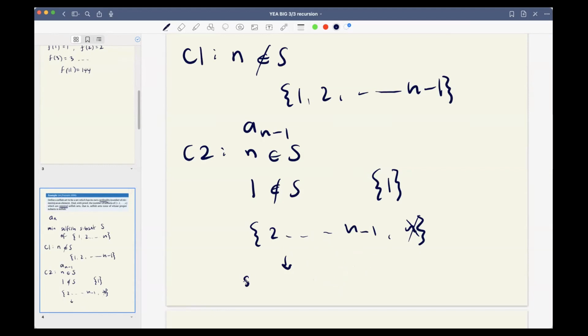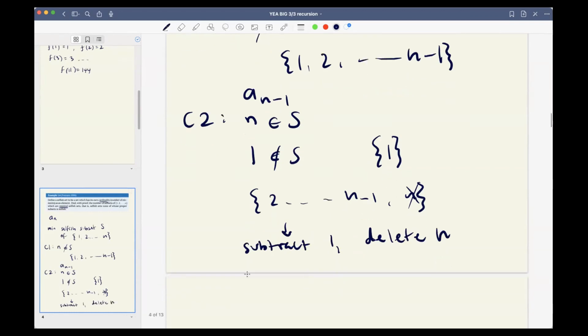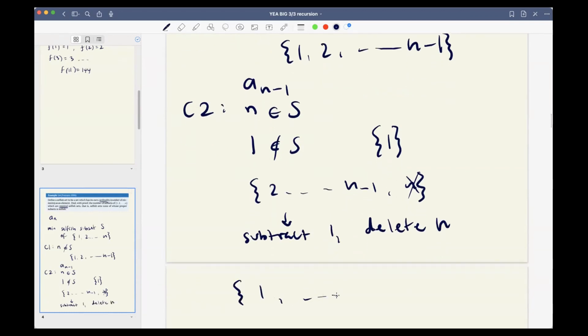Then our subset becomes something like this, from 1 to n minus 2. Although, like I said, this n minus 2 doesn't have to be in the subset. It's just the maximum number that could be in this subset now after we've transformed it a little bit.